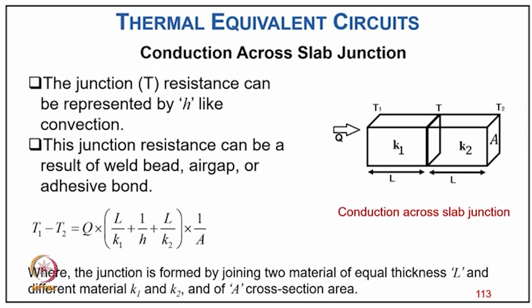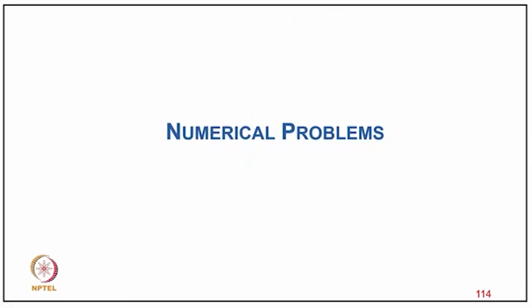Here the junction is formed by joining two materials of equal thickness L, different conductivities K1 and K2, and cross-sectional area A. So now coming to the numerical problems.